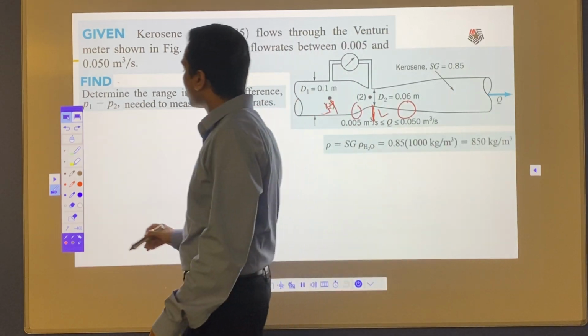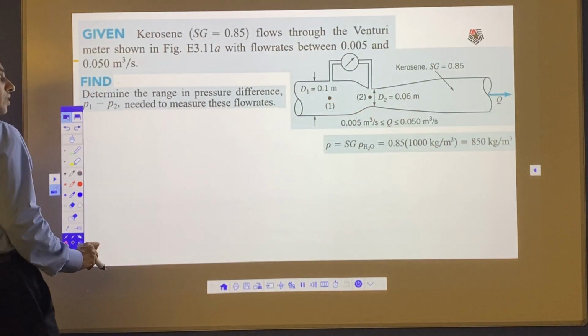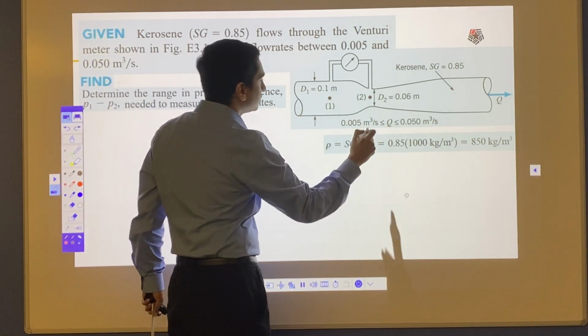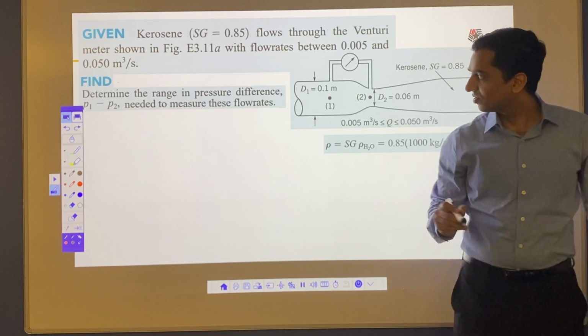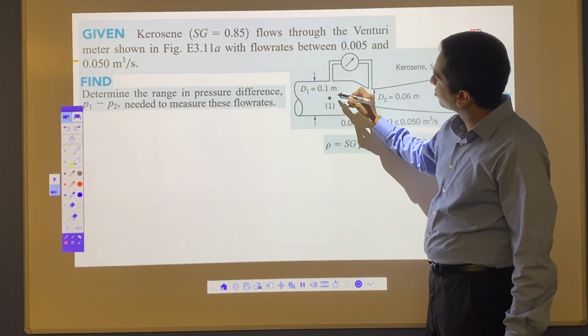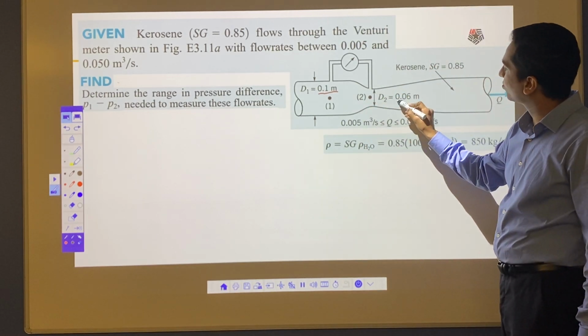Now let's do a problem. In this problem we are going to use a Venturi meter. The inlet diameter for the Venturi is 0.1 meter, and the neck diameter for the Venturi meter is 0.06 meter.